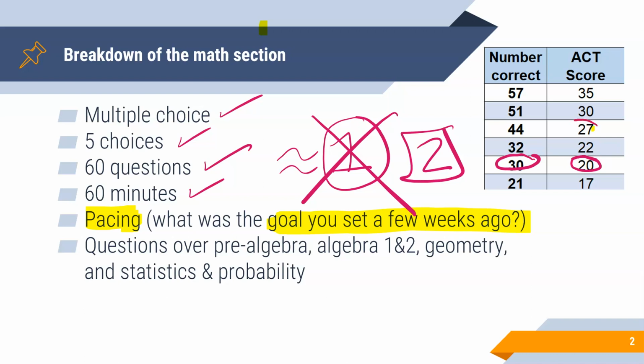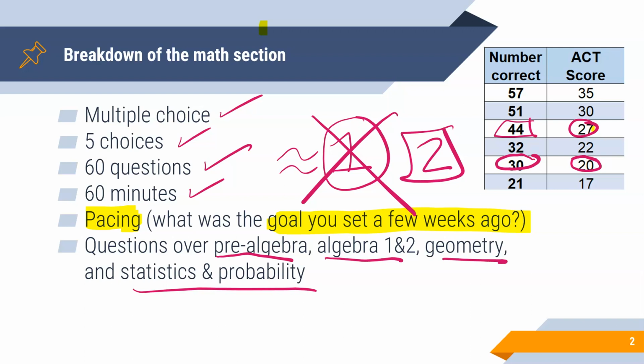If your goal was to get a 27 on the math section, well, now you need to get a 44 and so on, right? Now, the topics that the ACT covers on the math section are pre-algebra, algebras 1 and 2, geometry, and then some statistics and probability.